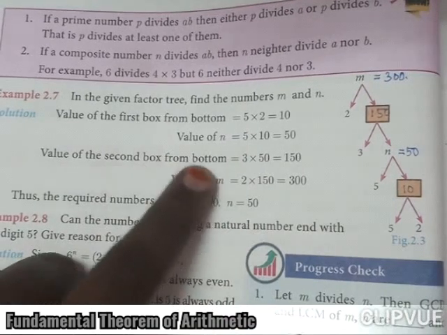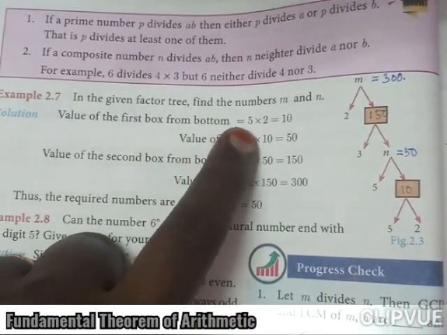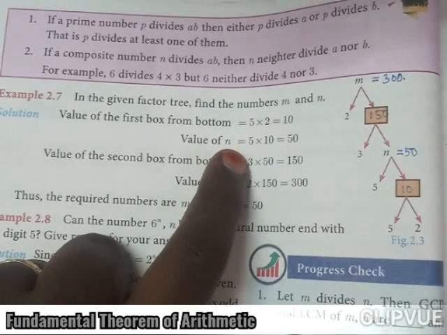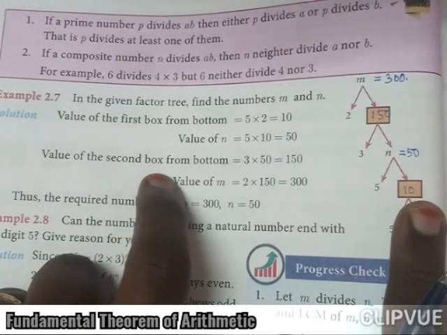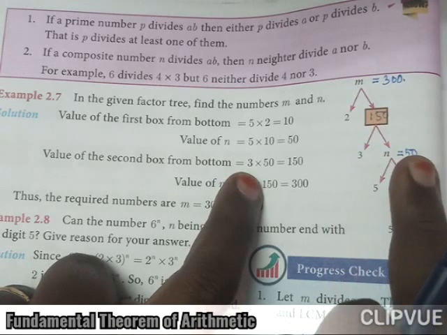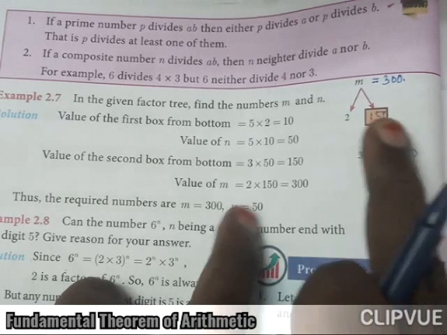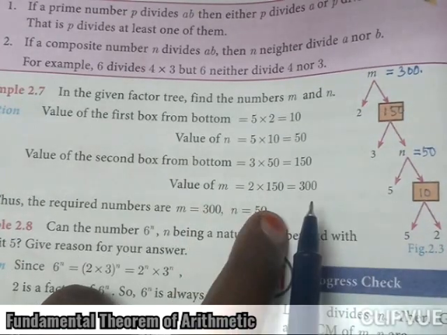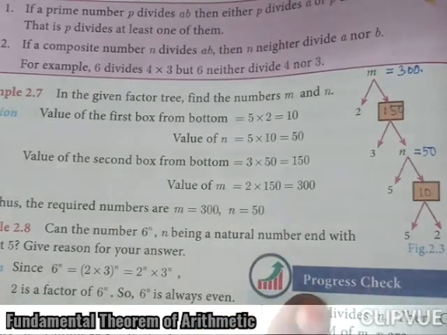This is given here. So the value of the first box from the bottom, 5 into 2, equals 10. So the value of n equals 5 into 10, 50. The value of the second box from the bottom, 3 into n, 50, gives 150. So the value of m is 2 into 150, equal to 300. I hope you understand this.